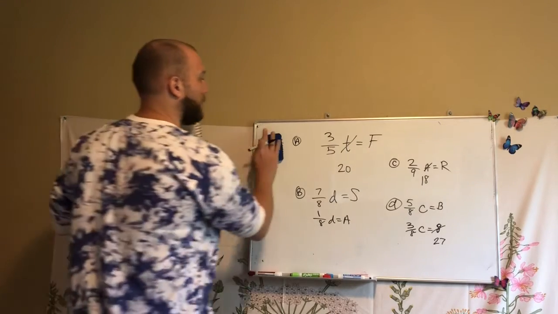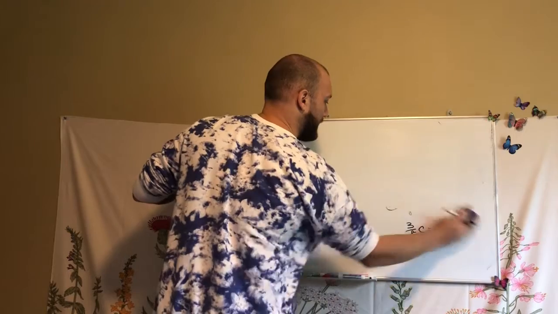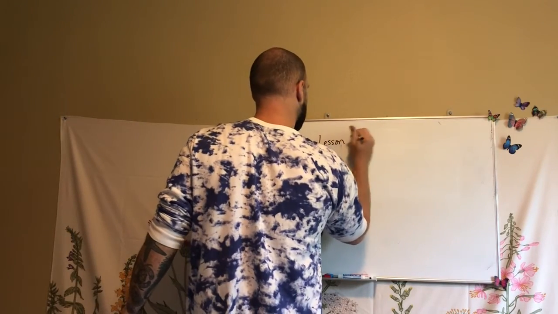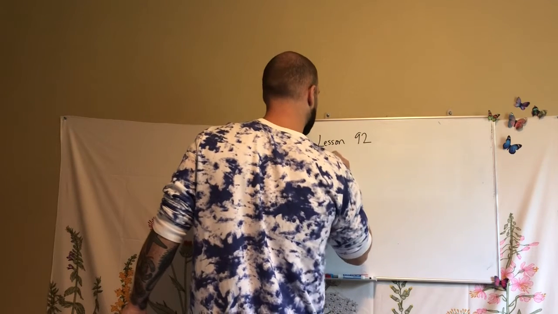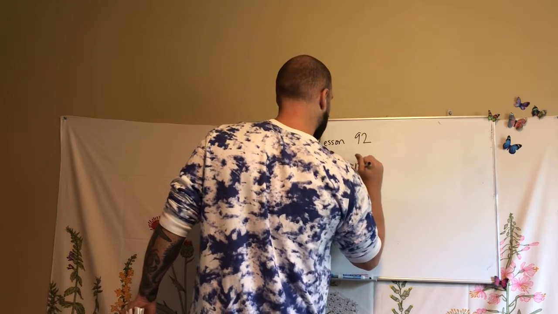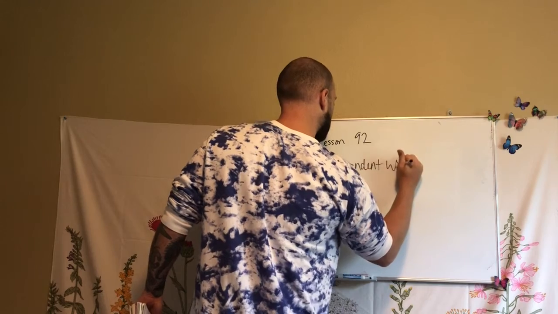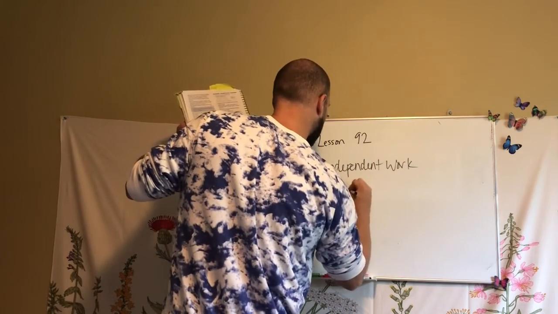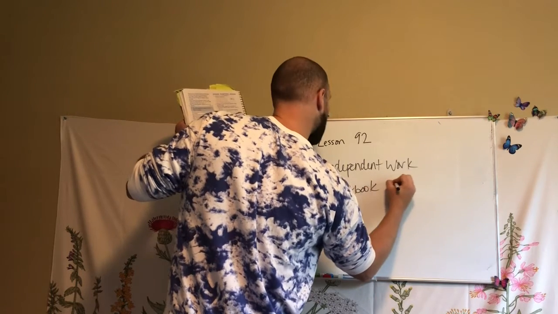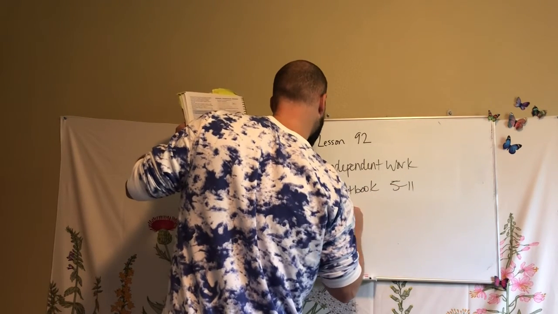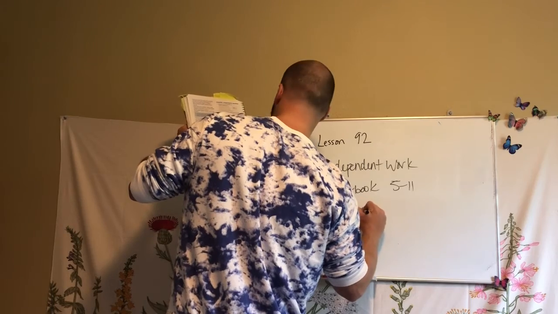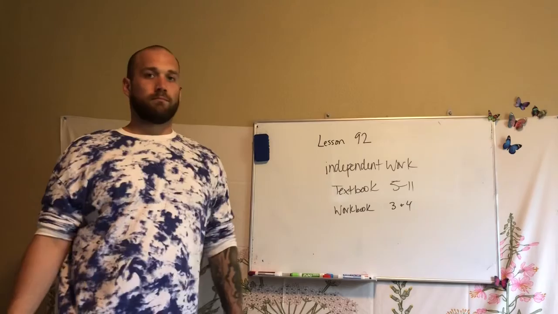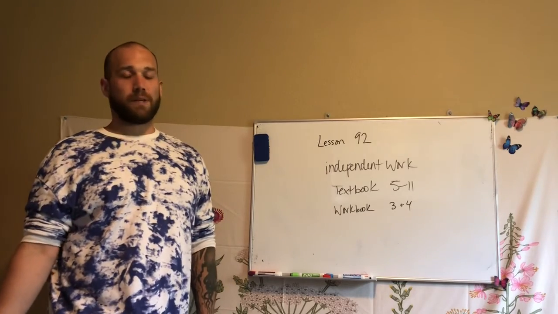So, your independent work begins now. So you have your textbook, 5 through 11, and workbook, 3 and 4. Good luck, get busy, and reach out to me if you need help.